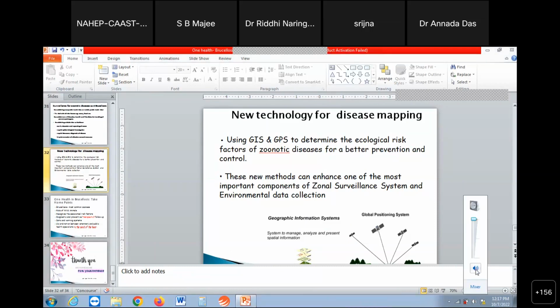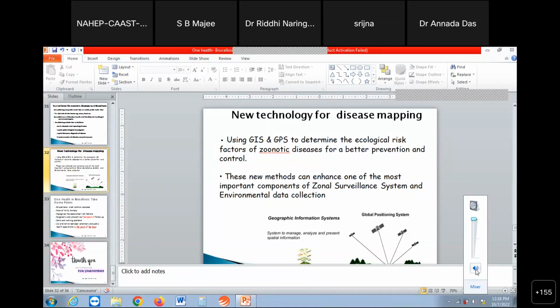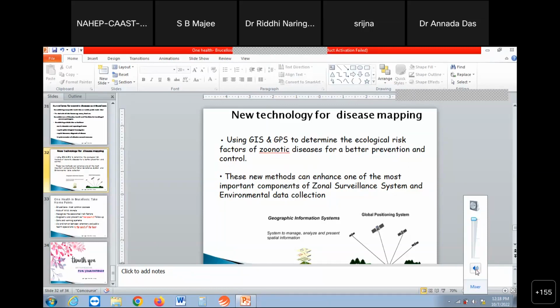So to study the migration patterns, you need global positioning system, you need very good geographic information systems, so you need very good satellite systems to help you understand the ecological risk factors of zoonotic diseases, especially in brucellosis, because it involves migration of animals, migration of wild ruminants, wildlife. And these new methods can enhance the most important components of a zonal surveillance system and environmental data collection.